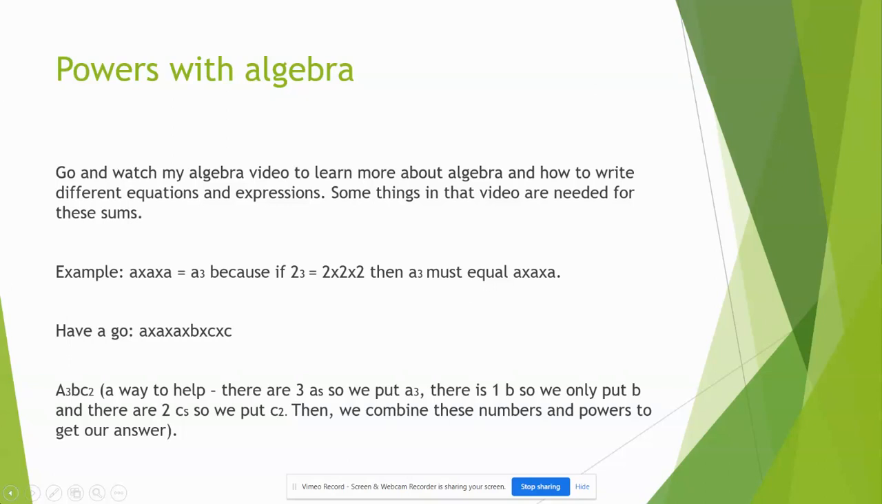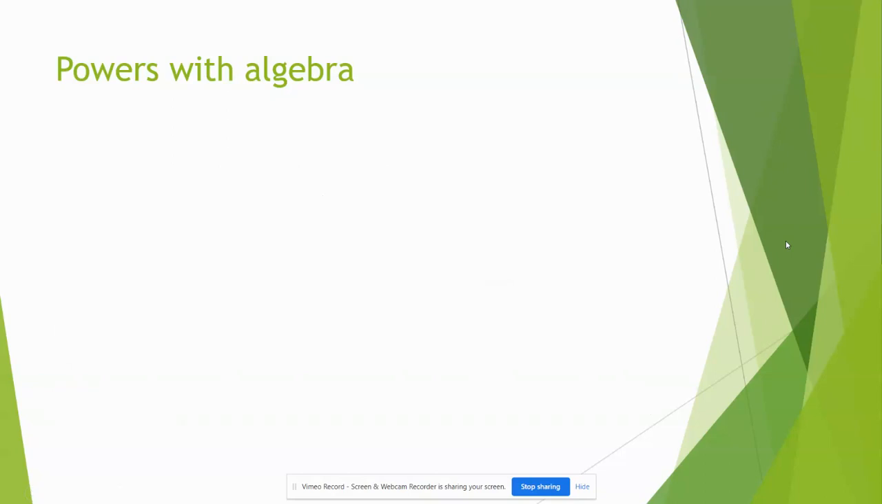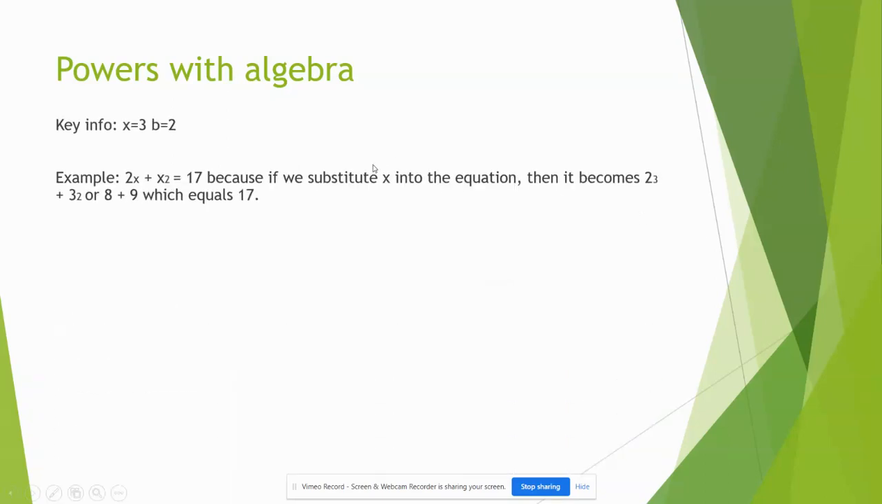Now I explained the combining thing in the algebra video, so if you want to, go and watch that. Let's do more powers with algebra. We've got a little bit of key info first. The key info: x equals 3, b equals 2. Our example is 2 to the power of x plus x to the power of 2.